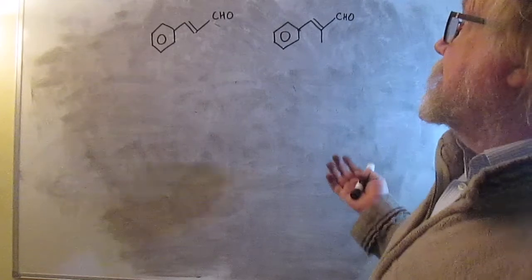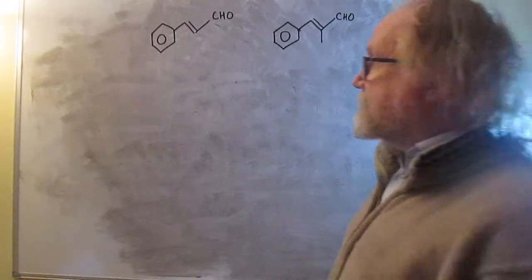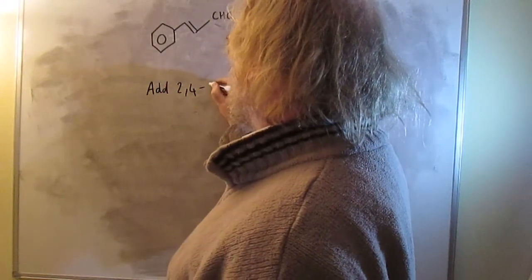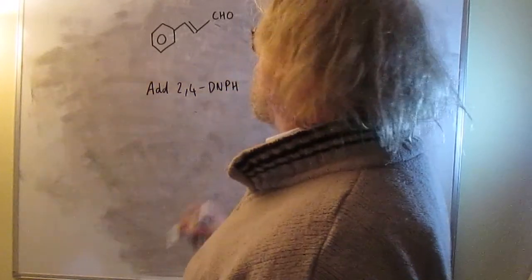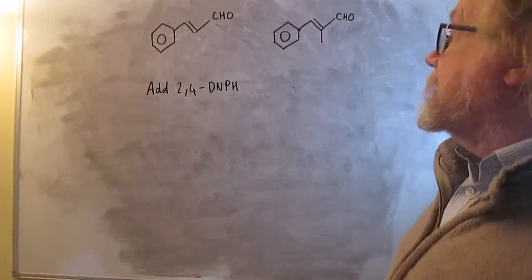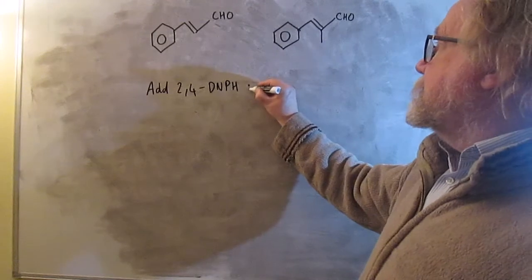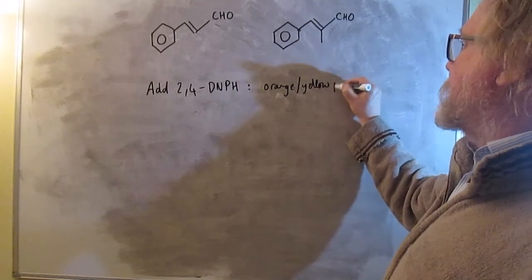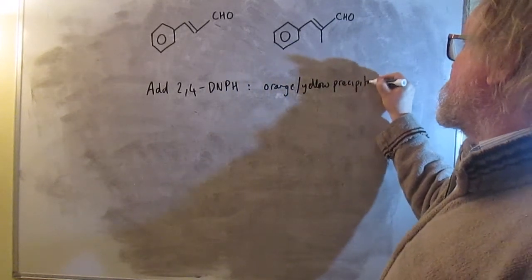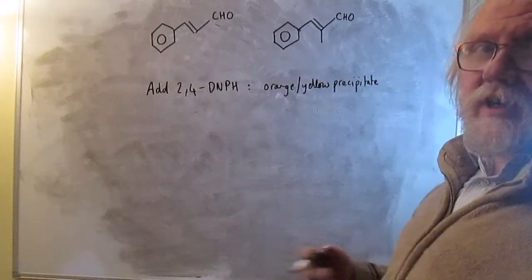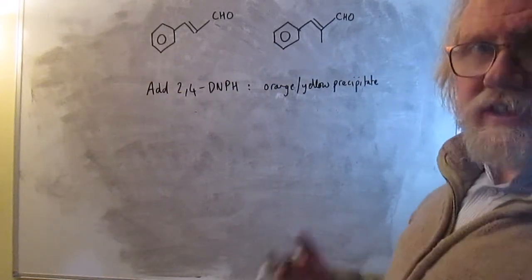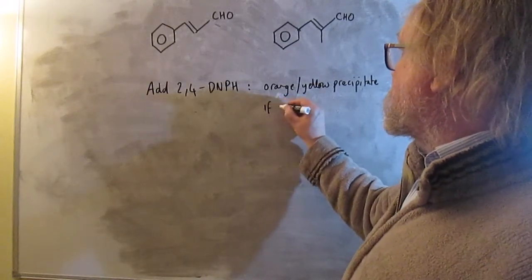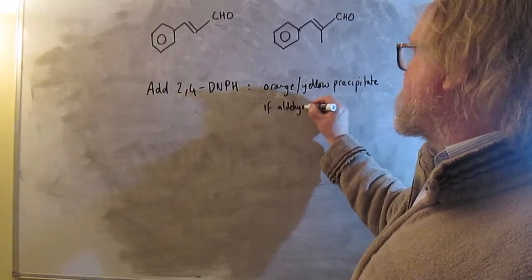Okay, part 3. The general test for aldehydes and ketones is to add 2,4-DNPH. You can write out the full name if you want, 2,4-dinitrophenylhydrazine, but the abbreviation is fine. And you get an orange or yellow precipitate if an aldehyde or ketone is present. Not other kinds of groups with carbonyl compounds, so carboxylic acids, acyl chlorides, anhydrides, amides, they don't do this. It's aldehydes and ketones only. So that's the test it wants.